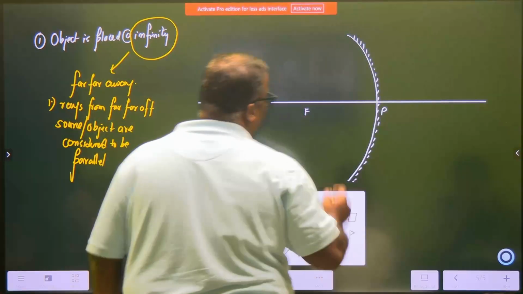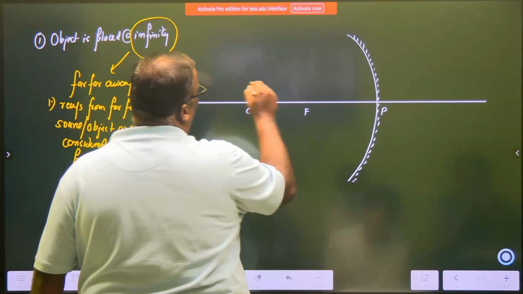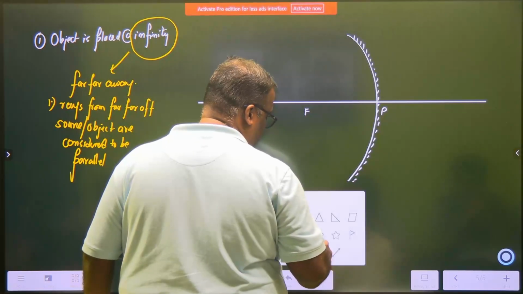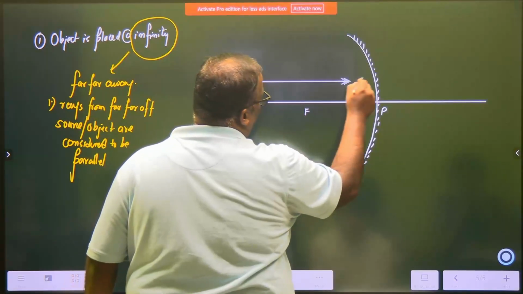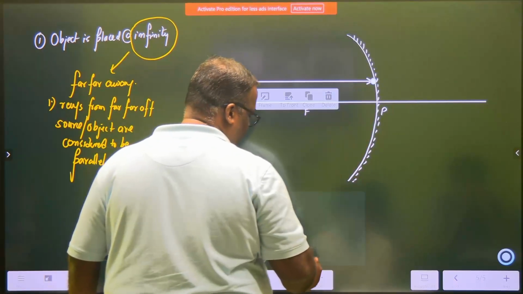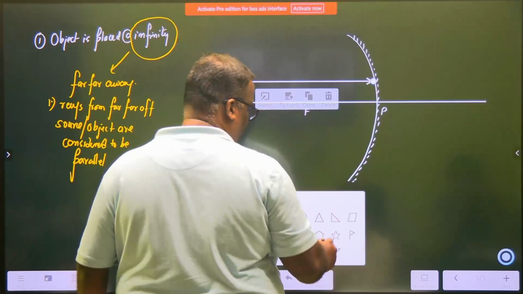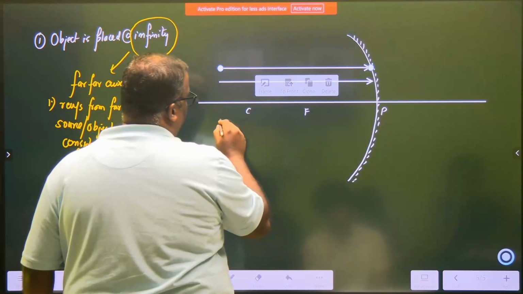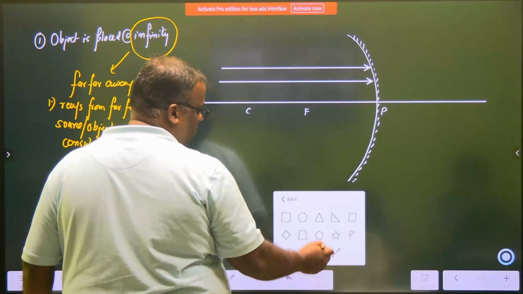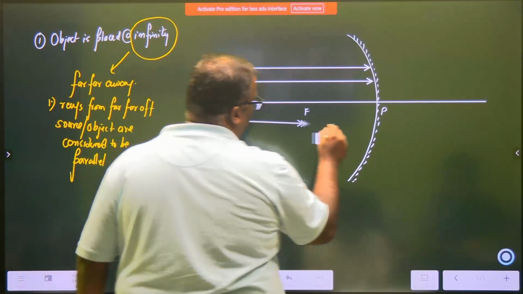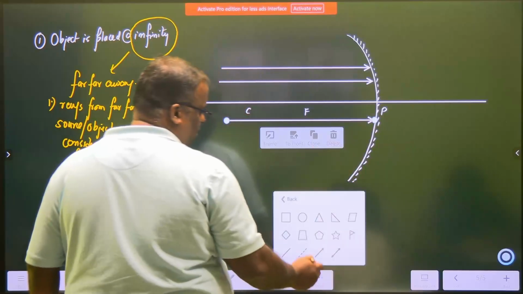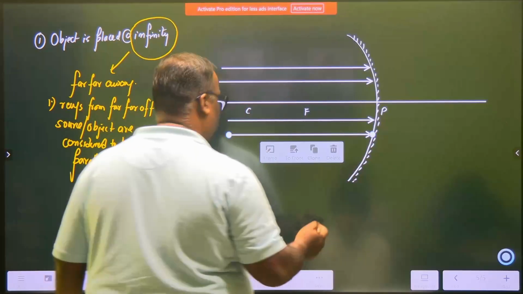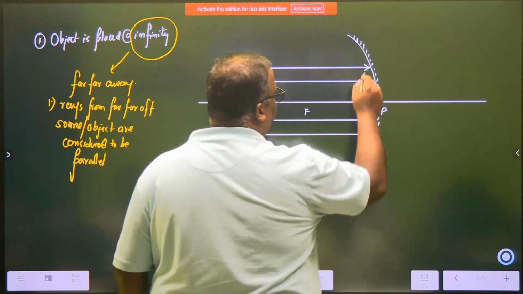So we will have rays which are coming from far off objects. So these rays will obviously be parallel rays. So let's take some parallel rays. Ray number 1, then ray number 2, and they are coming from far off objects. Then comes ray number 3, then ray number 4. Sir, I would like to draw the 6th ray also. Please draw. You have more time, you can draw. I don't mind it at all.